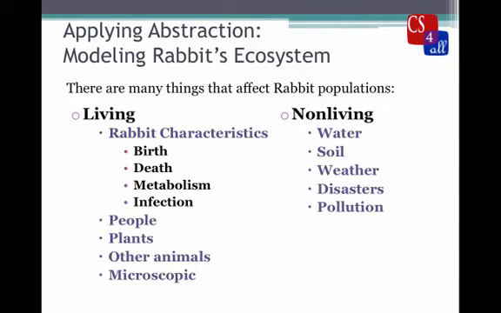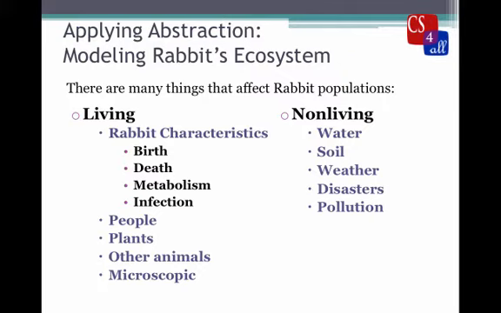And the non-living things that could affect a rabbit population include the water quality, how much water there is, the soil. Can the rabbit make a rabbit hole or find a place to live? Will the plants grow in that soil? The weather: is it too wet or too dry for the rabbit population to be optimal? Any natural disasters, and pollution.